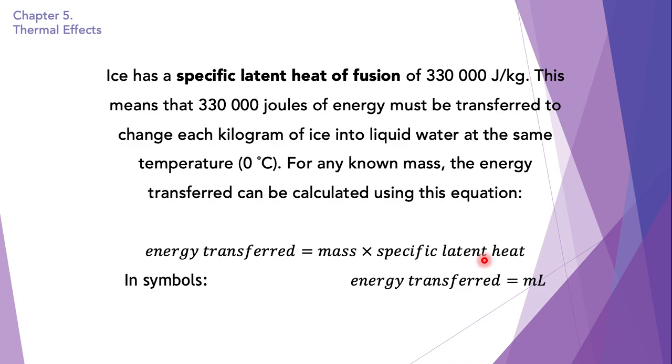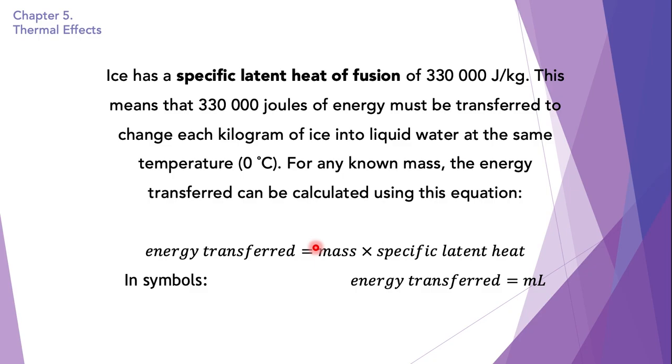So for example, if 2 kg of ice is melted, obviously at 0 degrees centigrade, energy transferred is equal to mL, and would be equal to 2 times 330,000 joules per kg. And my answer would be 660,000 joules.